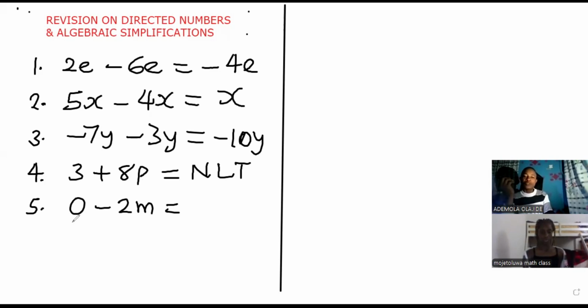But for this one, 0 simply means you don't have anything at that moment. And for this one, negative 2m, you are owing someone 2m. So the answer will still be negative 2m. Is it clear? Yes.